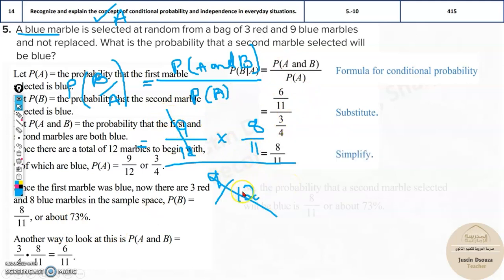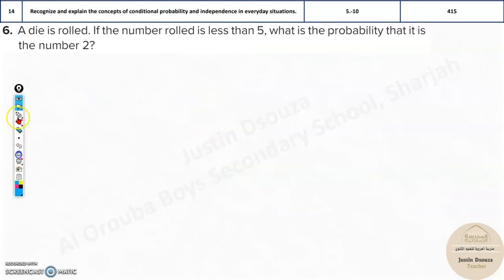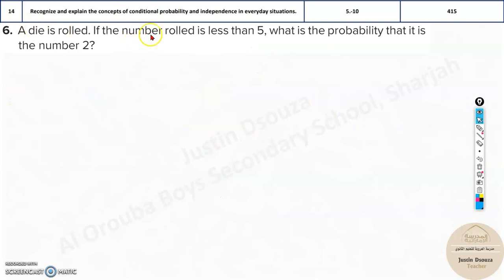Okay? We will see another problem over here. Let's do this quickly. The concept is just the same. A die is rolled. If the number rolled is less than 5, what is the probability that it is number 2? Okay, probability of A. The condition is a die is rolled and it is less than 5. This is the first condition, P of A.